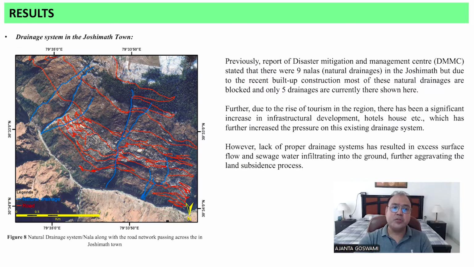This is the drainage system in the Joshimath town. And natural drainage system or Nala along with the road network pass across the Joshimath town. The previous report of Disaster Mitigation and Management Center stated that there were 9 Nalas, natural drainage, in Joshimath.